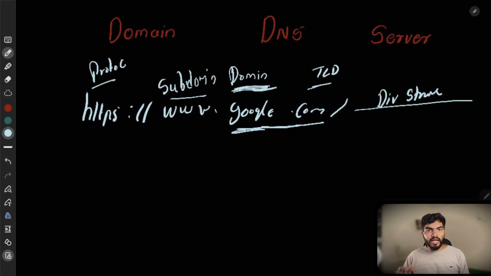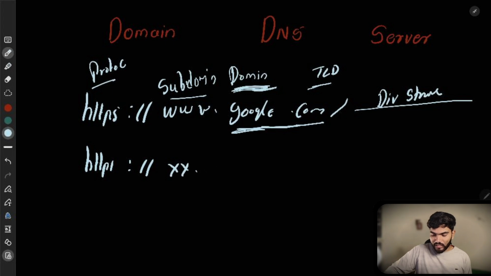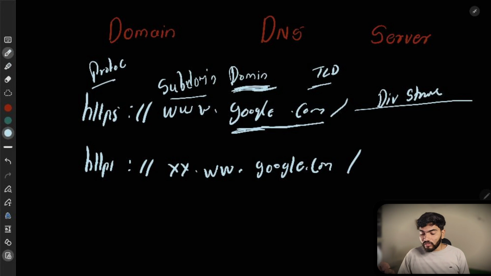Some of you might have seen websites like this also, https://xx/www.google.com. So these kinds of websites still exist. People might ask what is this extra part? We said that this is the domain, this is the TLD, then there is a subdomain. Then what is this extra part? This is also called a subdomain.